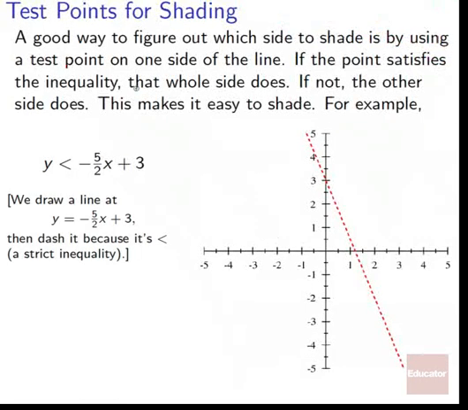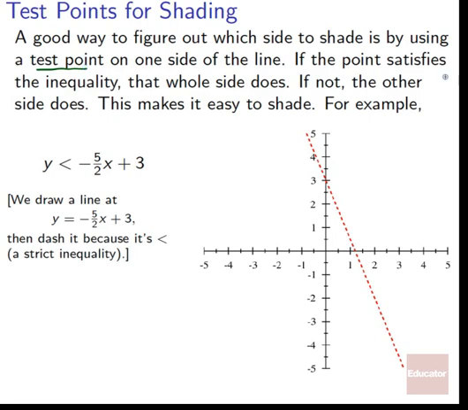Now, we don't necessarily have a very great way to see which way to shade. You get a sense of whether it's up or down as you work with these more. You can pay attention to what the y is and whether it is less than or greater than. But a really great way to be sure of which side to shade is by using a test point. You can shade by seeing how this test point gets affected. Would this test point satisfy our inequality or would it fail to satisfy it?